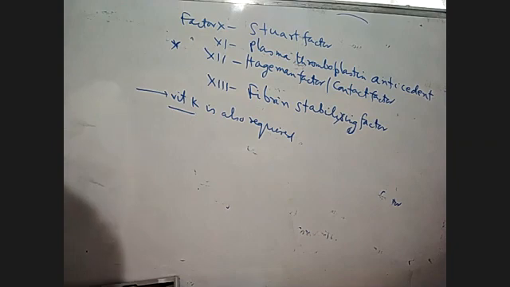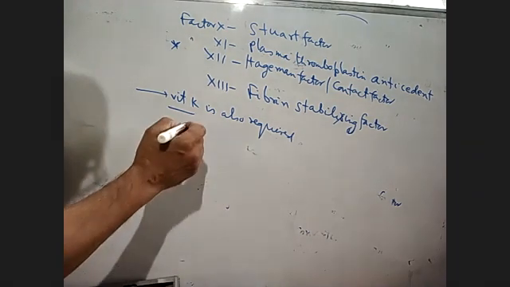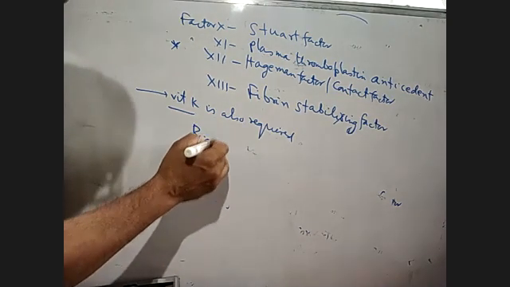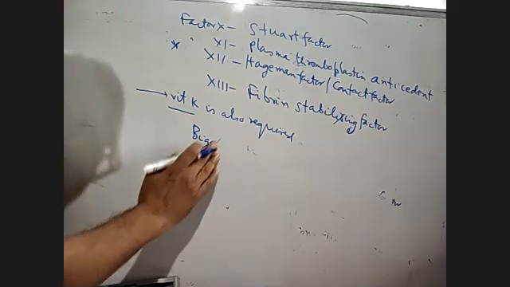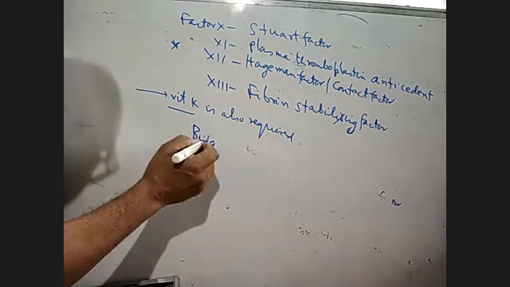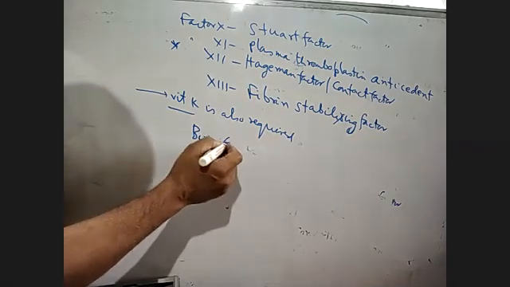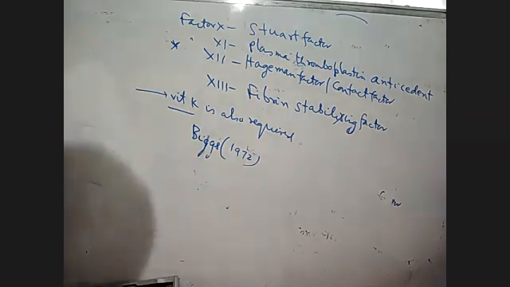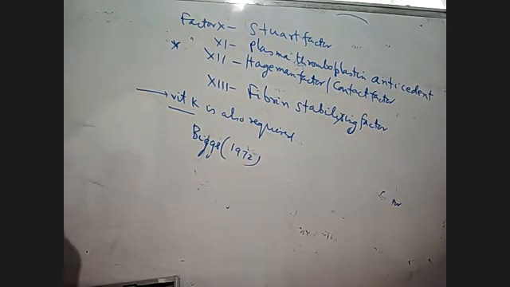According to the scientist Biggs, in the year 1972, he told that 12 plasma factors are involved in the process of the formation of a blood clot.